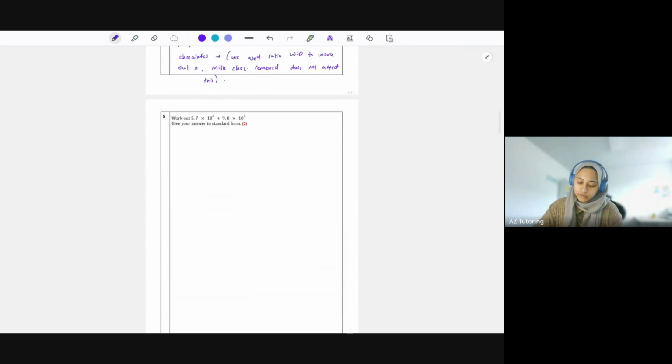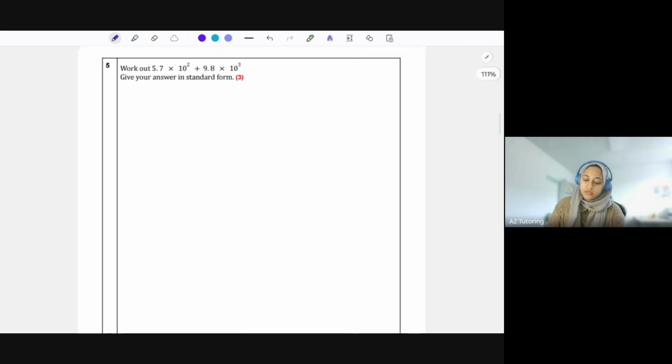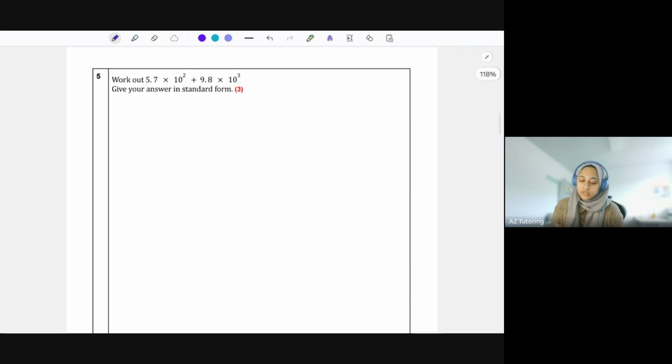Let's move on. Let's do question 5. Got a standard form one here. Work out 5.7 times 10 to the power 2 plus 9.8 times 10 to the power 3. So they were quite cheeky to not add brackets there. But that's something in standard form and something in standard form here.